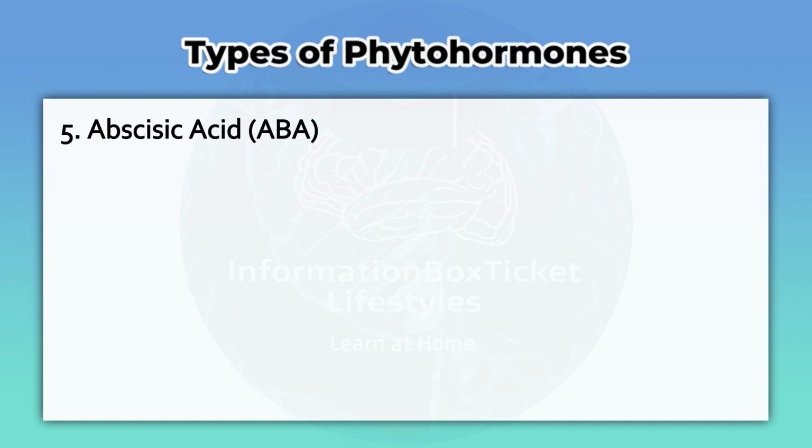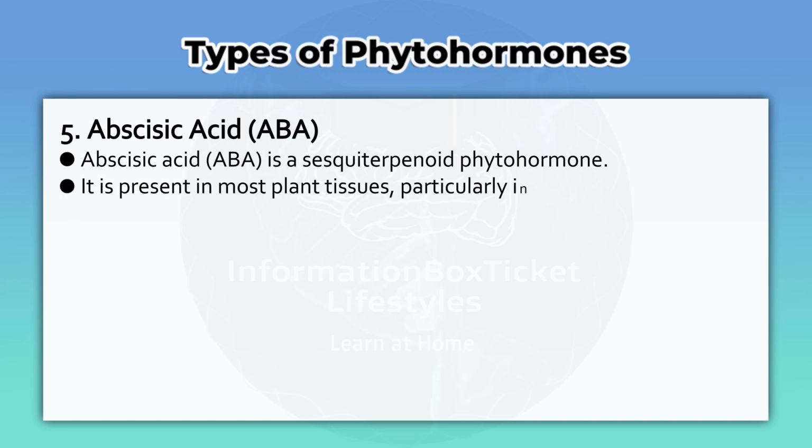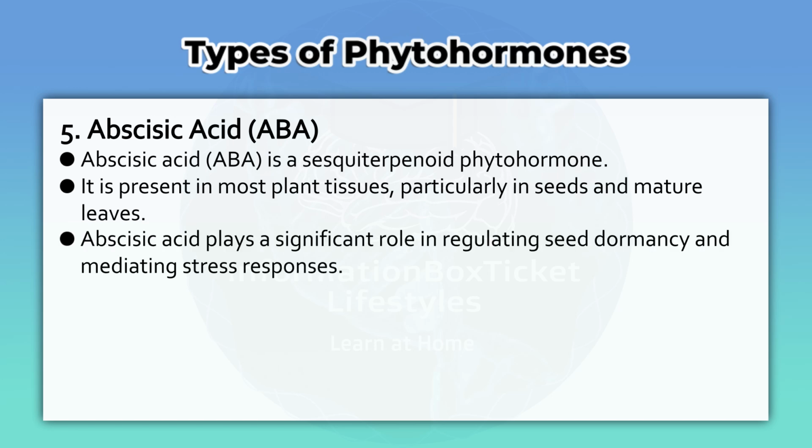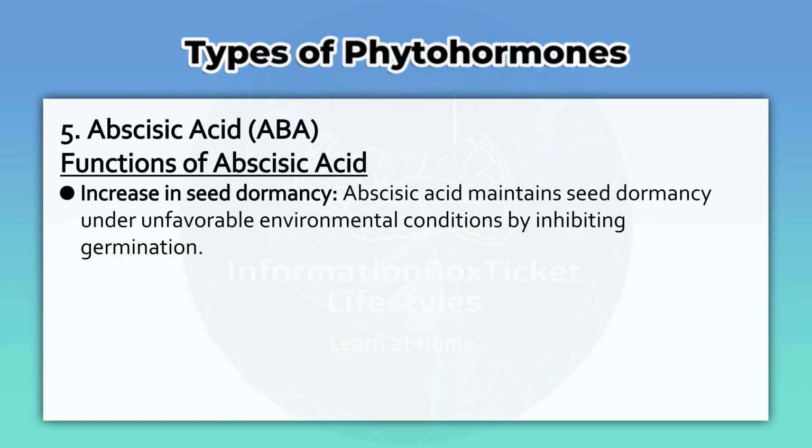5. Abscisic acid, ABA. Abscisic acid, ABA, is a sesquiterpenoid phytohormone. It is present in most plant tissues, particularly in seeds and mature leaves. Abscisic acid plays a significant role in regulating seed dormancy and mediating stress responses. Functions of abscisic acid. Increase in seed dormancy. Abscisic acid maintains seed dormancy under unfavorable environmental conditions by inhibiting germination.